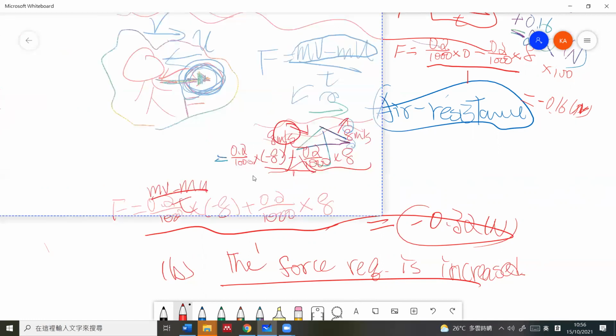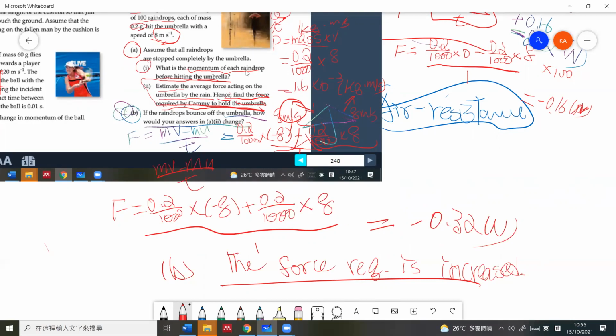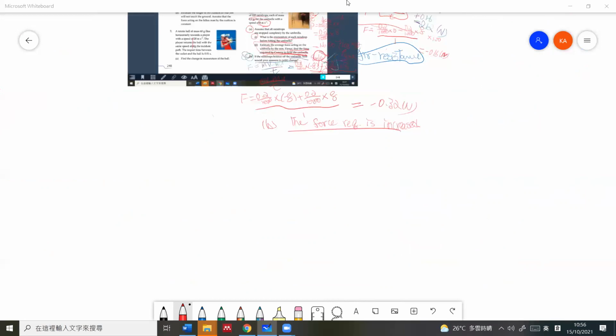Any questions about this example? It should be subtraction, not addition. Sorry, I wrote it wrong; subtraction is what gives the right result. After subtracting, you will find that the force increases, so the answer for B is that the force will be increased. Any question?